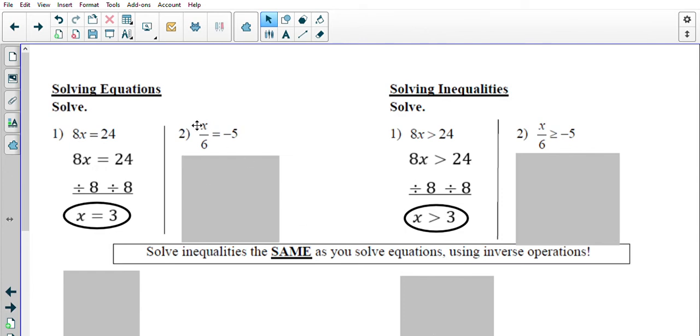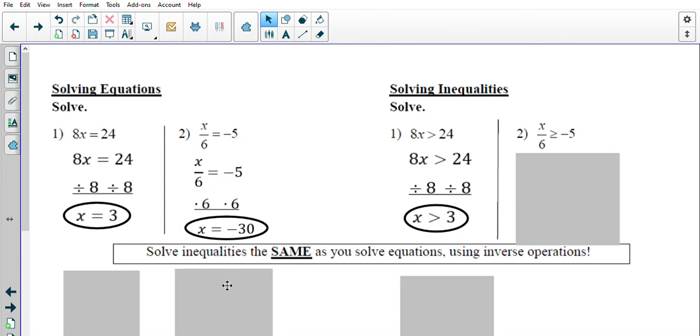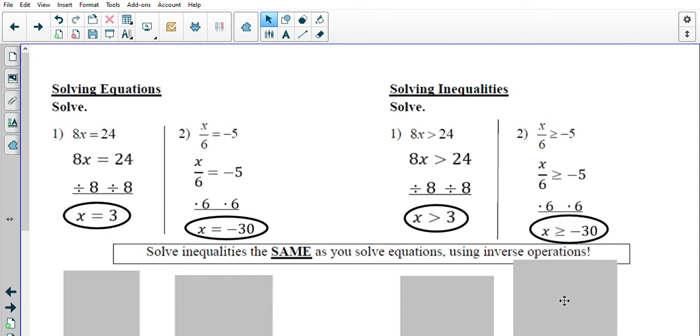Number 2, x over 6 equals negative 5. The inverse of dividing by 6 is to multiply by 6. Do negative 5 times 6 to get negative 30. So our solution is x equals negative 30. We do the same here for number 2. The inverse of dividing by 6 is to multiply by 6. So we get x is greater than or equal to negative 30. Again, solve your inequalities the same as you solve equations using those inverse operations.